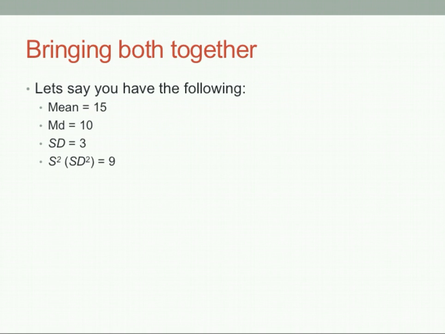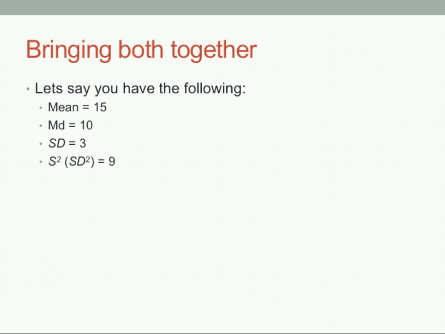All right, so let's move on to bringing both measures of central tendency and variability together. So let's say we have a data set that has a mean of 15, a median of 10, a standard deviation of 3, and a variance of 9. What can we infer from this?